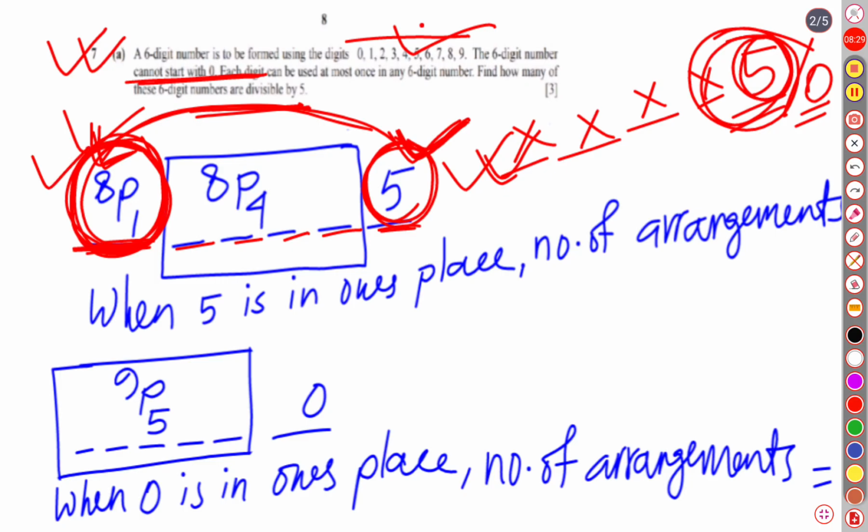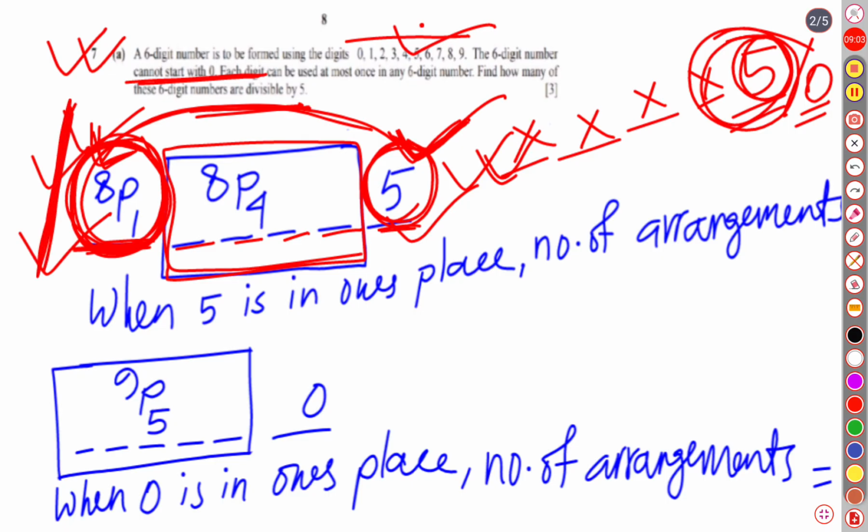I have already told you that as arrangement matters, it's a permutation question. So 8p1 means out of 8 digits we are choosing one. Two places have gone away, first place as well as last place. There now remain 4 places. We can now arrange 4 digits. So let's see how many digits are left. 5 has gone for the last place, I mean one's place, and for the first place one digit has gone.